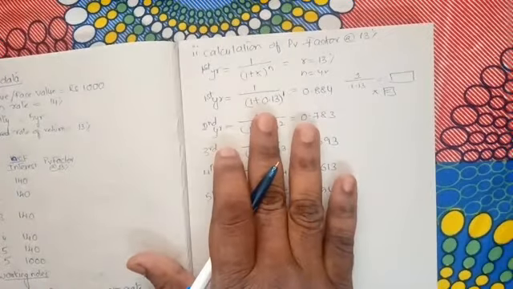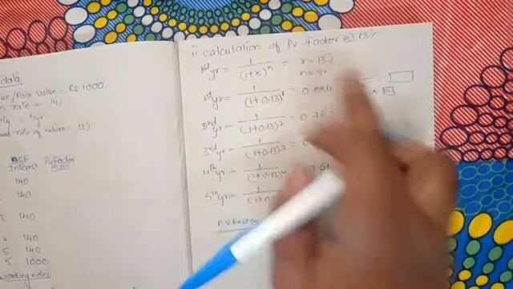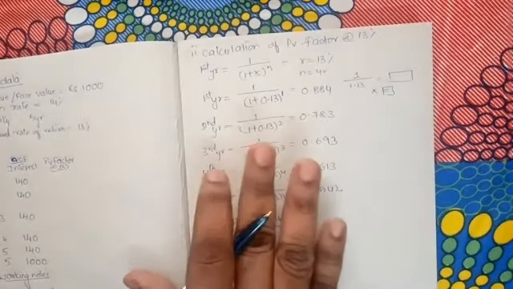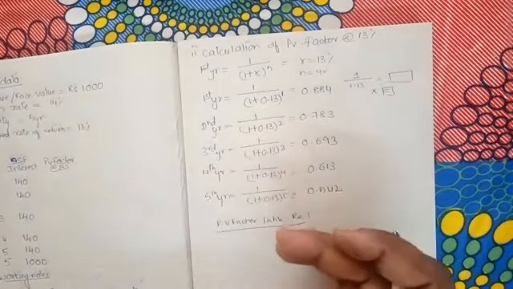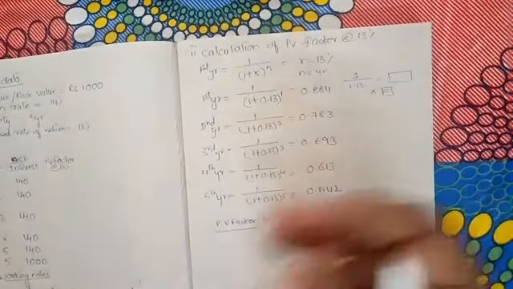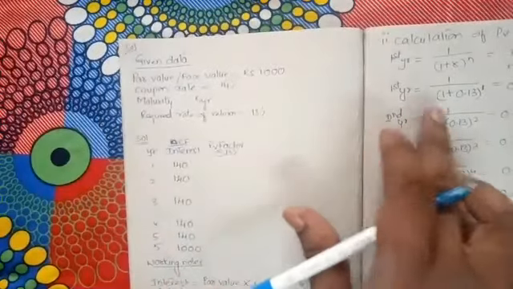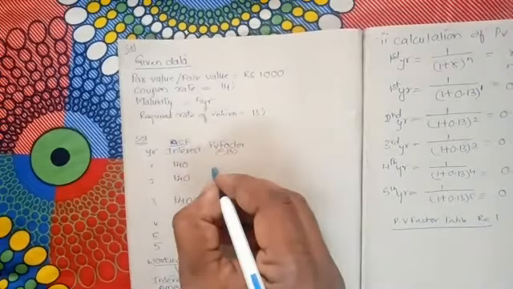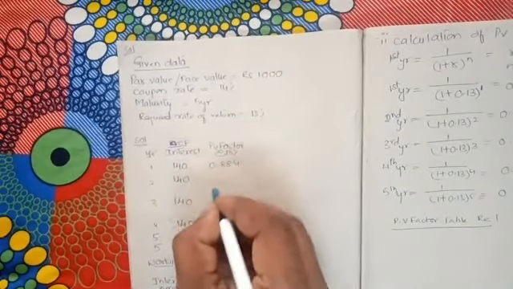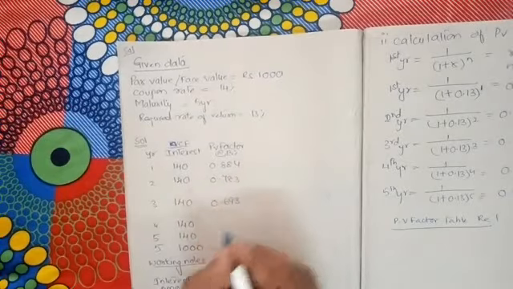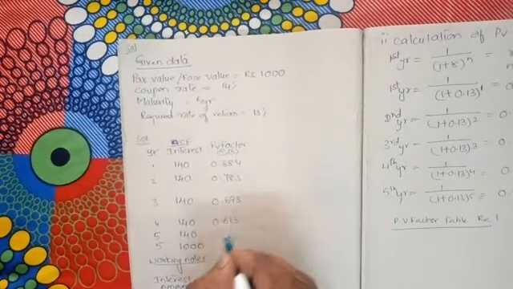Sometimes, if the rate is 12.5, then you won't get it in a PV factor table. But I'm telling you that we should try to find the figures through the formula only, so that it will be helpful for you and the presentation will also be good. So this is what we have calculated: all the PV factors at the rate of 13%. For the first year it is 0.884, the second year 0.783, the third year 0.693, the fourth year 0.613, and the fifth year 0.542.